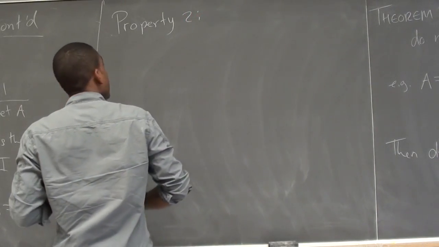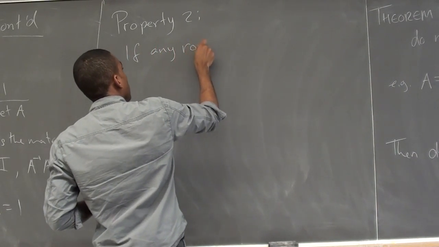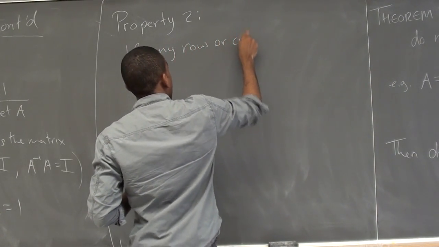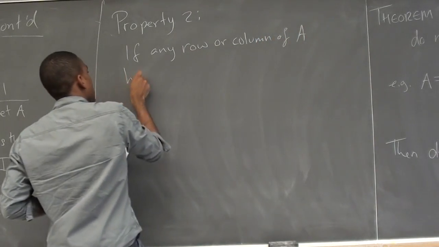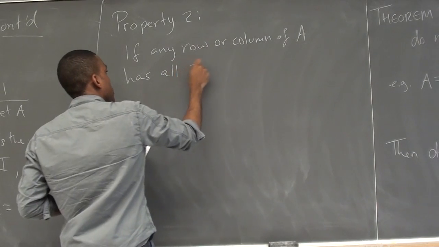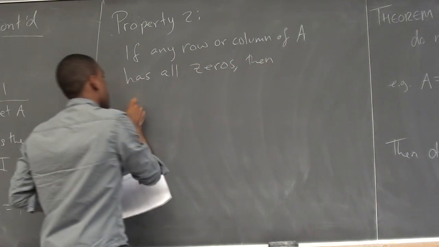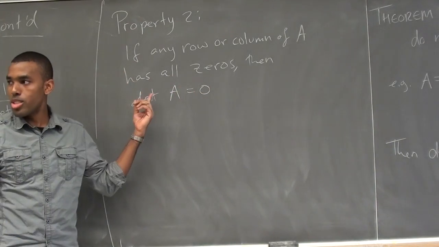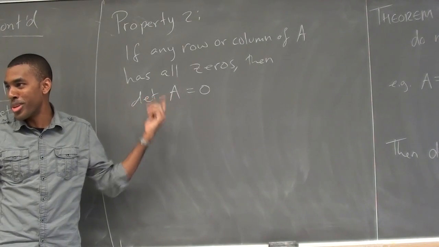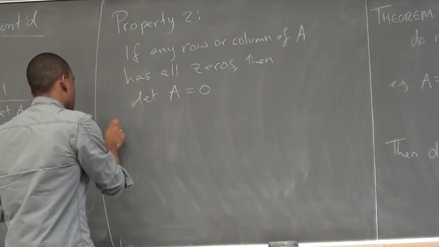Property 2. If any row or column of A has all zeros, then determinant of A equals 0, right? We can just do Laplacian expansion along the 0 row. We get zeros in front of all our mini matrices, mini determinants, right?